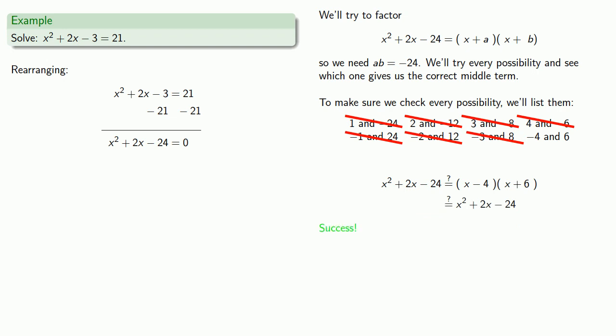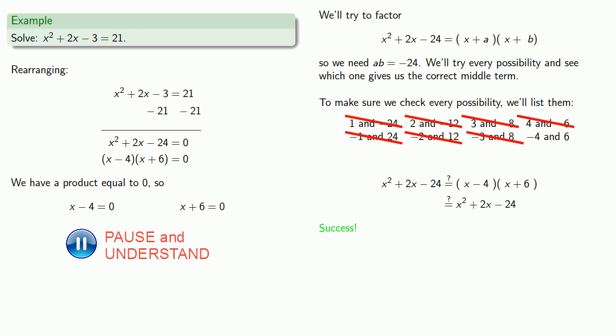Okay. So we know that x squared plus 2x minus 24 factors as x minus 4 times x plus 6. And once again, we have a product equal to 0, so we know that one of the factors is 0. Either x minus 4 is 0, or x plus 6 is equal to 0. So we'll solve these two equations and get our solutions, x equals 4, x equals negative 6.